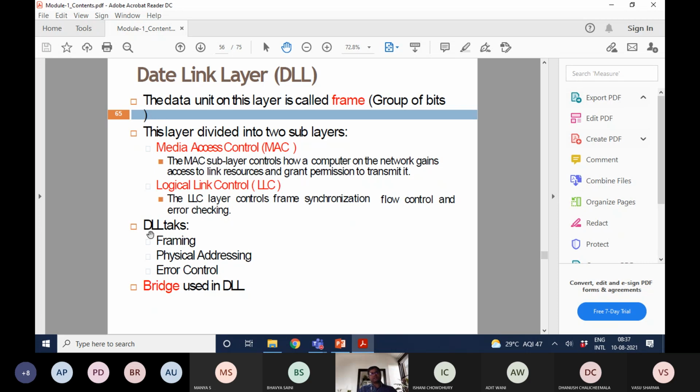And the tasks you can see here, we have now combined. DLL tasks are framing. Whatever bits we have received, now we have to make frames, a list of frames. That concept is called framing, which means we are creating frames. Then physical addressing. So what is that?